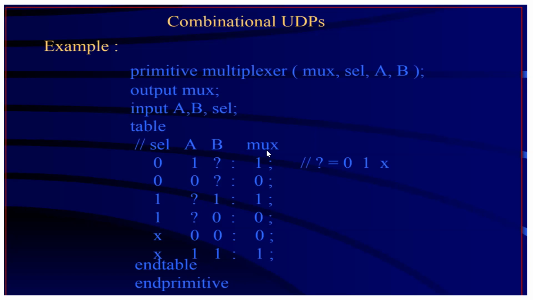Primitive. Started the primitive. Now what is the name? Multiplexer. Write the code. Output is, inputs are select, A, B, semicolon. Output, comma.